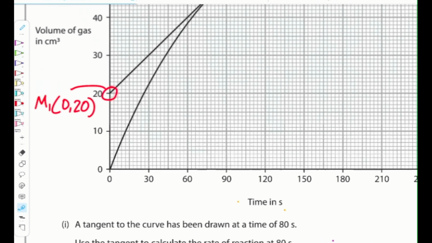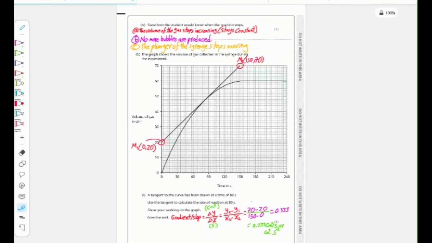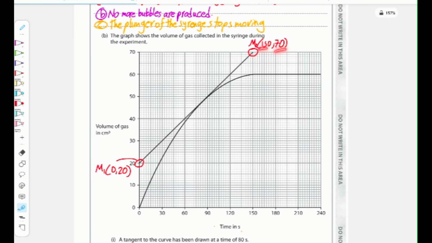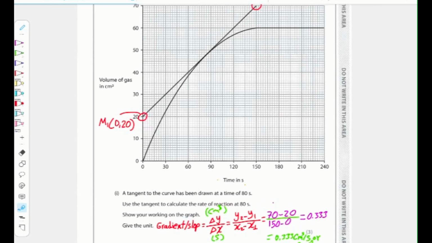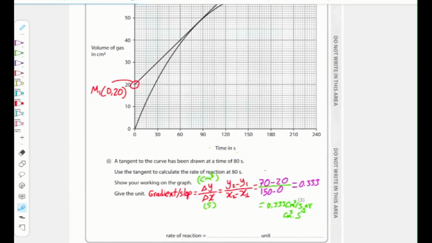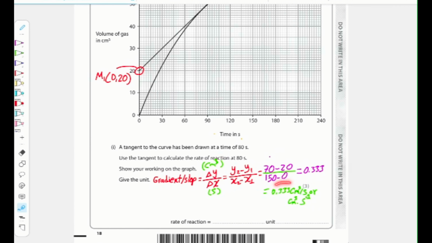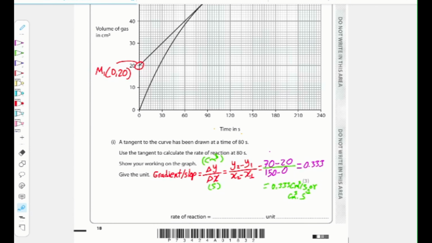And I found M2 here at 150, and the volume is 70. So I take y2, which is 70, minus y1, which is 20, as we see here, over x2, which is 150, minus x1, which is 0 here at the beginning of the reaction. And I take the result here.